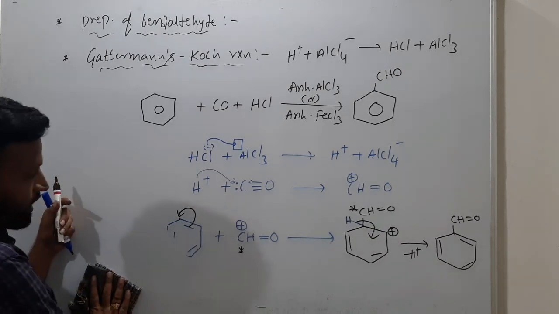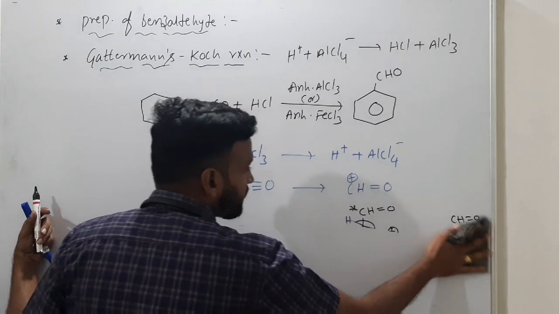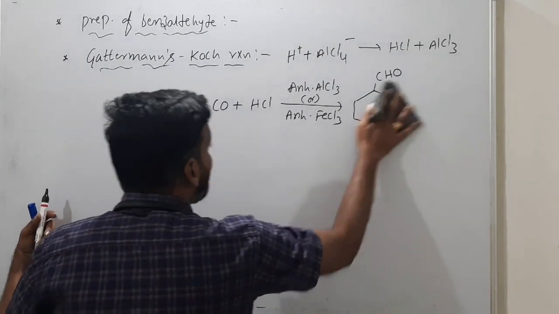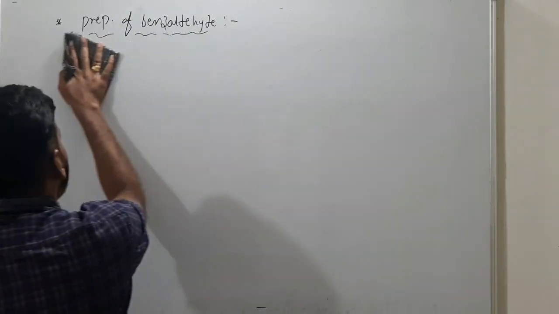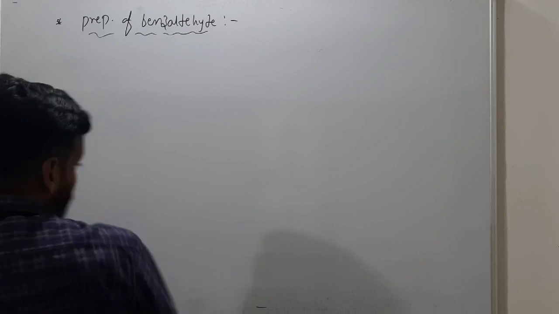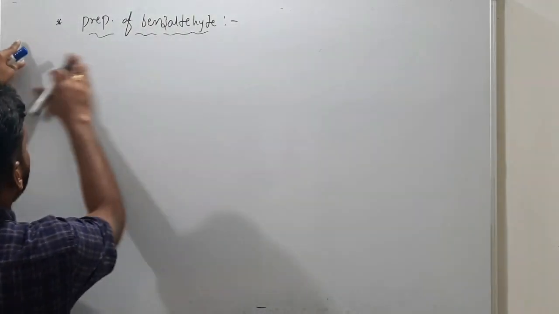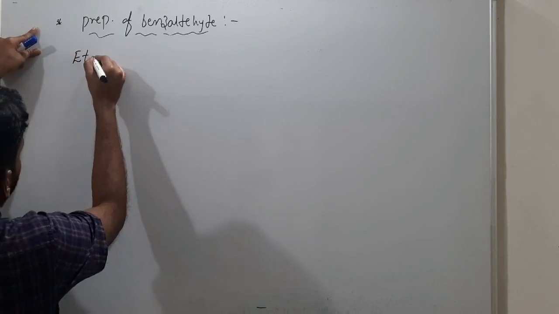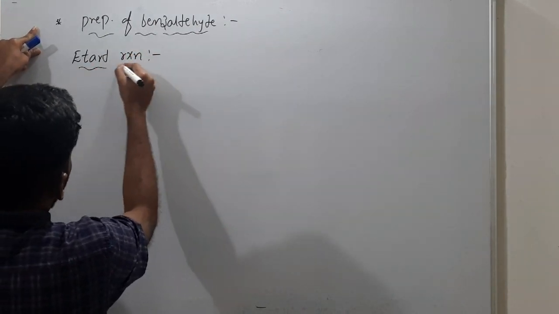One more reaction we will discuss. This is the Gattermann-Koch reaction. Next, the most important is the Etard reaction. What is that? Do you remember the Rosenmund reduction to prepare benzaldehyde? You can use the Rosenmund reduction and the Etard reaction. Both we will discuss now. First I will talk about the Etard reaction.